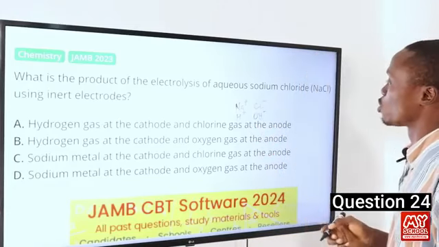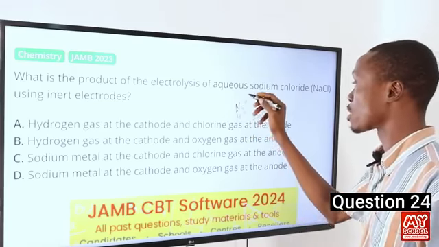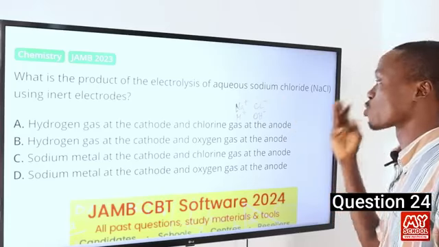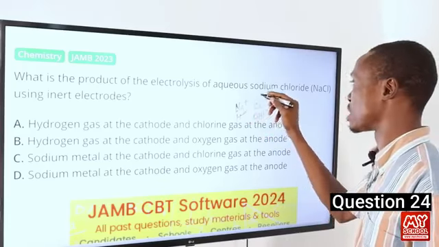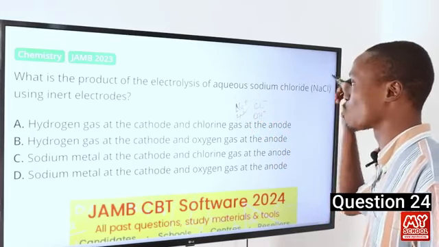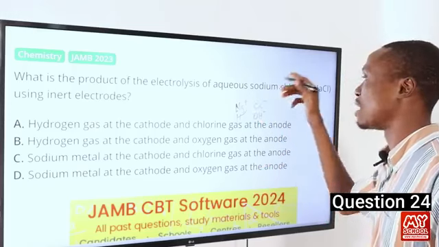During electrolysis, of course, sodium will not migrate, because among the cations, sodium is very electropositive. So hydrogen will migrate to the cathode. Hydrogen will move to the cathode, which is the negative electrode, to acquire electrons.